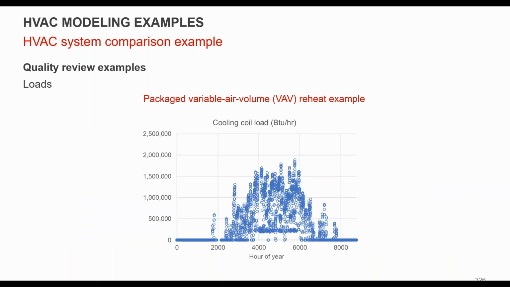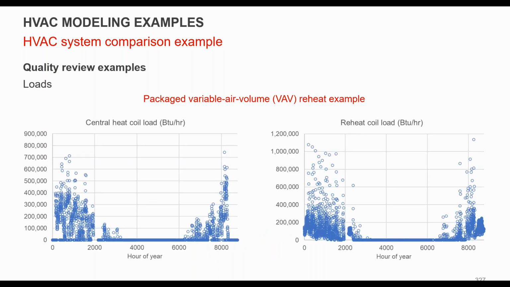Other things to look at, again the same hourly data, is the load on cooling coils. It makes sense from a cooling point of view that you're getting peak load through the summer with a nice bell-shaped curve. Same with your central heating coil and your reheat coils. You're not getting any major reheat in the summer, which is great. But you will see the reheat coils are sized larger than your main central coil, which is fairly typical.